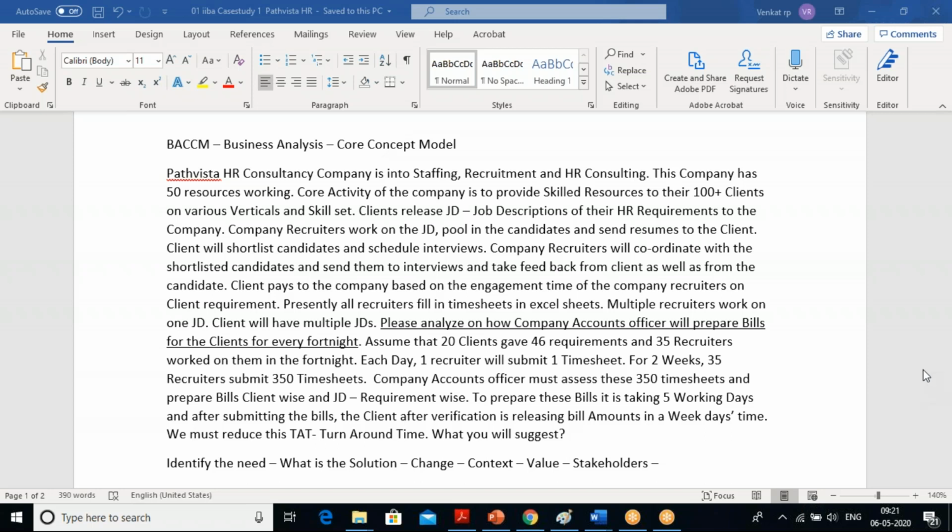Have you gone through the case study? Okay, now I want you to identify what is the need here, what is the solution, what is the change, what is the context, what is the value, and who are the stakeholders.